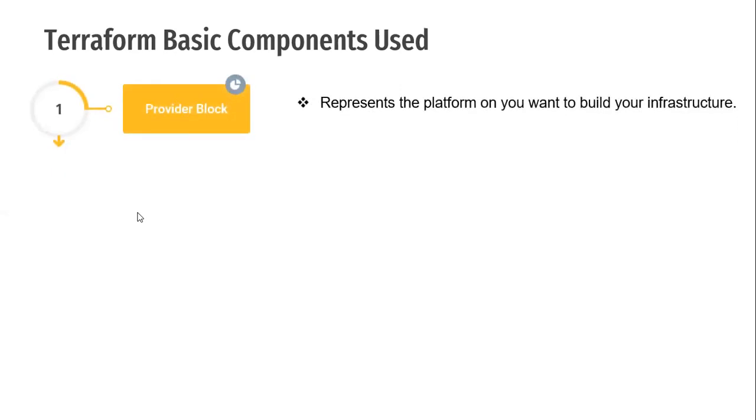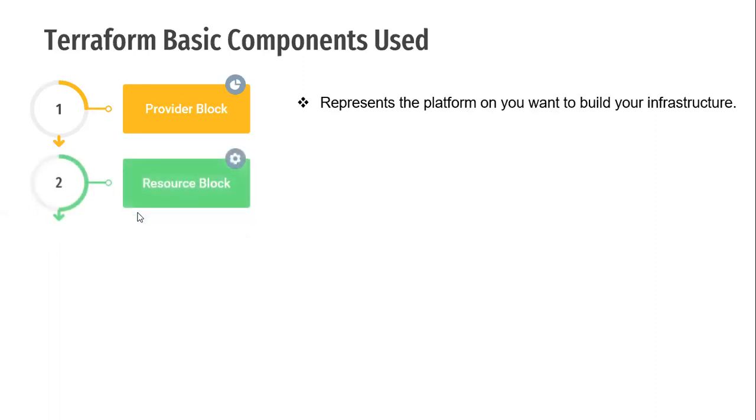Let us see the basic components that I have used in this specific Terraform code. First is your provider block. This mainly represents the platform on which you are going to build. For example, if you're building an environment on AWS, then AWS becomes your provider. In my case, since I'm doing the configuration on F5, BigIP will be my provider. Like this, there are many providers that are supported by Terraform.